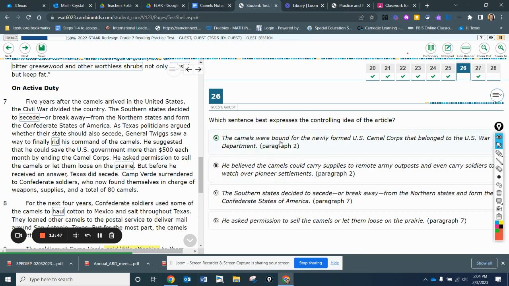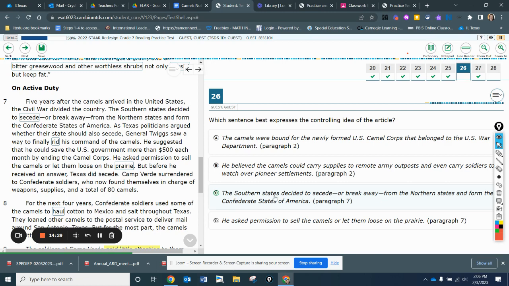All right, so A, the camels were bound for the newly formed U.S. Camel Corps that belonged to the U.S. War Department. Okay, so maybe, because that is what it was about, the camels being in the U.S. Camel Corps. So let's put a maybe on that one. B, he believed the camels could carry supplies to remote army posts and even carry soldiers to watch over pioneer settlements. Hmm. Okay, I'm liking B a lot too because that's what the camels did throughout. They carried supplies to remote army posts and even carried soldiers to watch over pioneer settlements. And that's what a lot of it was about.